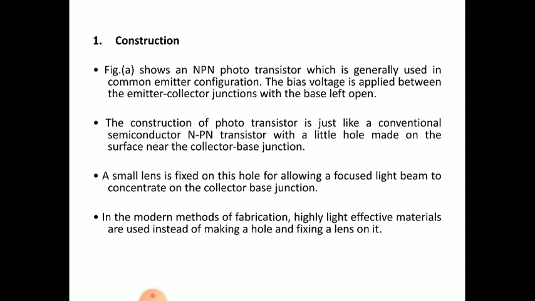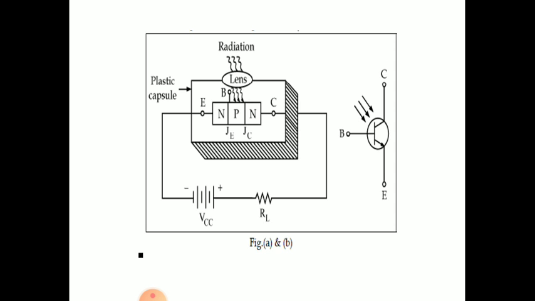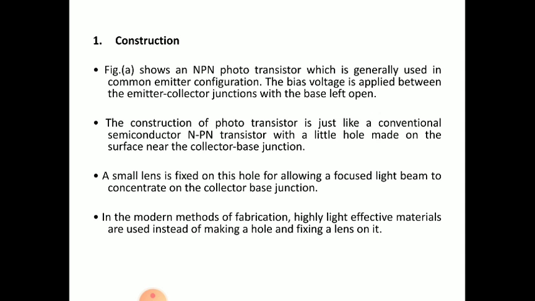See the construction. Figure A shows an NPN phototransistor which is generally used in common emitter configuration. The bias voltage is applied between the emitter and collector junctions. The base is left open, right? The base is not connected to anything. The base is left open, but the emitter and collector are connected to the bias voltage VCC.